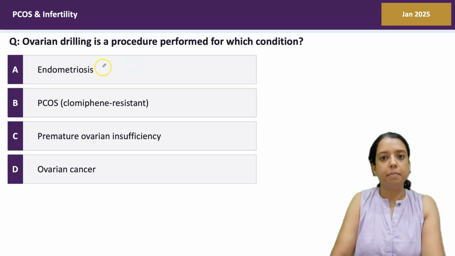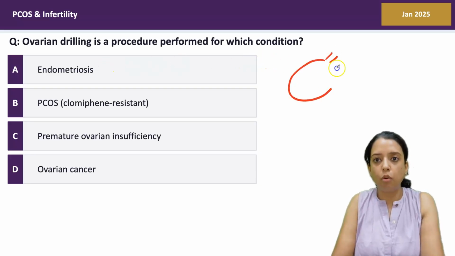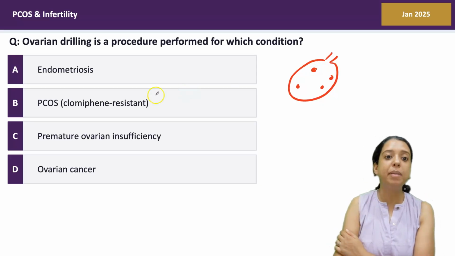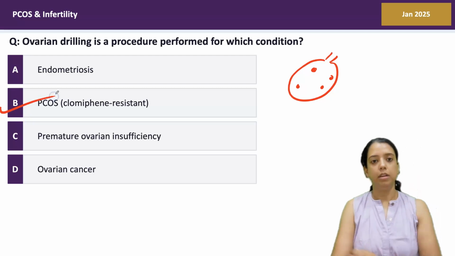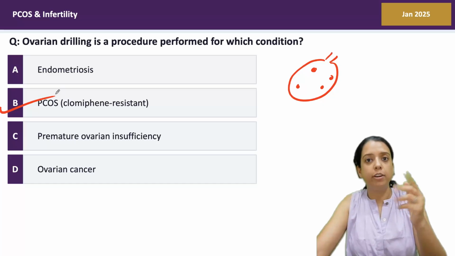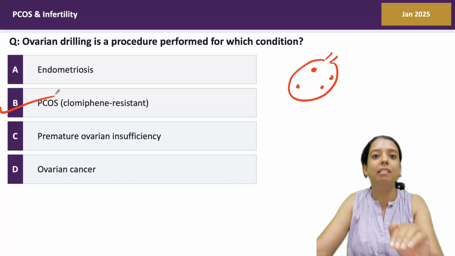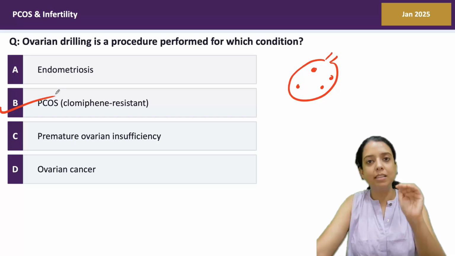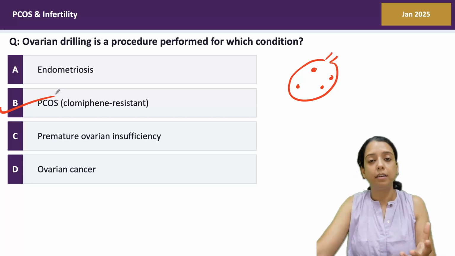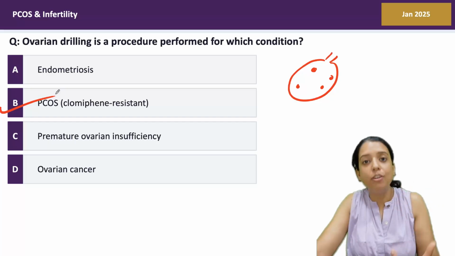Ovarian drilling. Remember, whenever you see a picture of an ovary with holes, there is only one place where drilling is done: in an infertile patient of PCOS, you want her to ovulate. So what do you do? You drill holes. What are you doing? You are rupturing the follicles. These follicles are synthesizing the androgen. You are rupturing them so that ovulation should start.